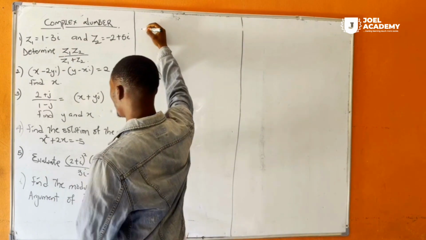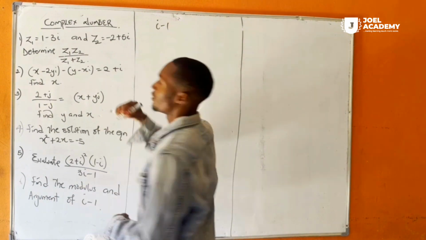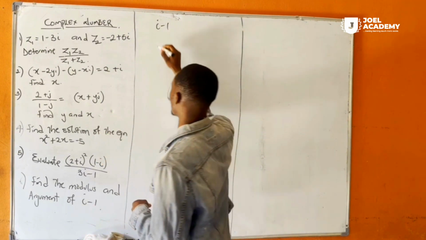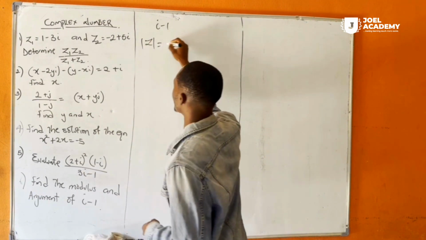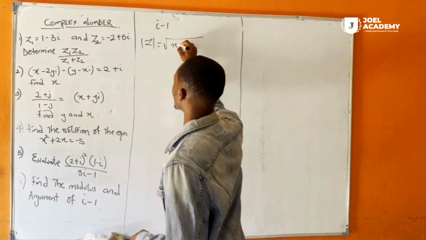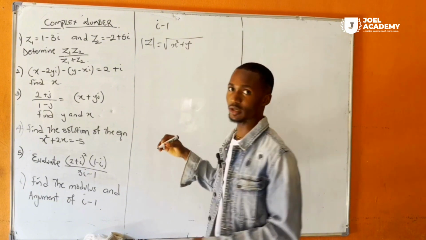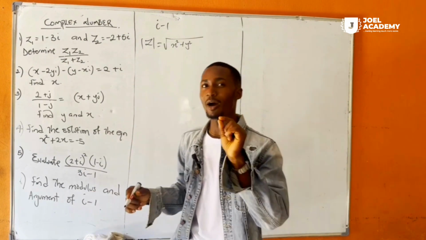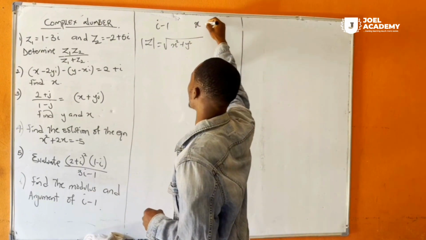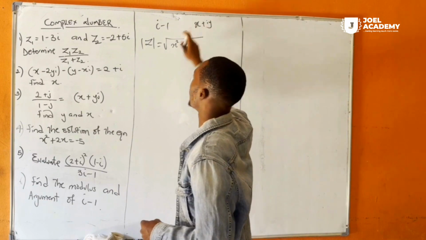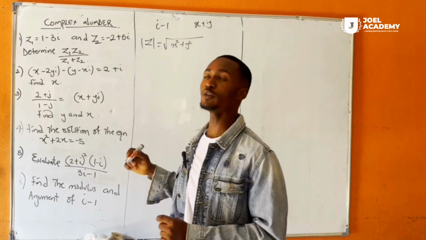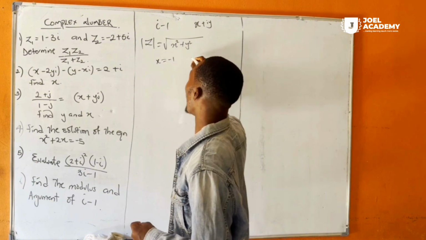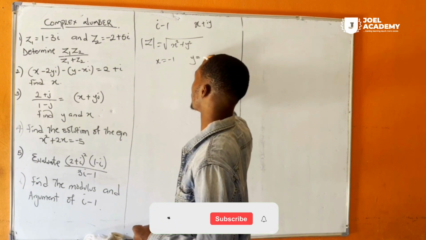So we are finding the modulus of i minus 1. Remember, for your modulus, the modulus of z is equal to what? The square root of what? x squared plus y squared. So from our question, remember our question is always in the form x plus iy. So my real number is my x, which is equal to minus 1, and y, the coefficient of my imaginary number, is equal to 1.